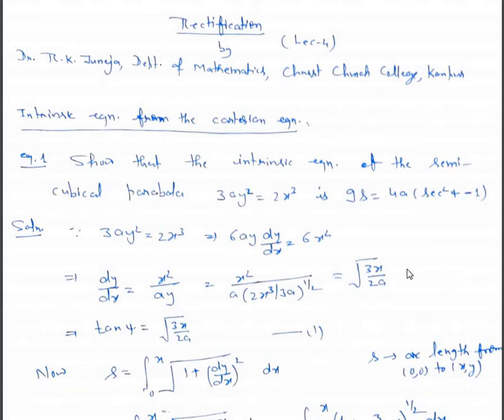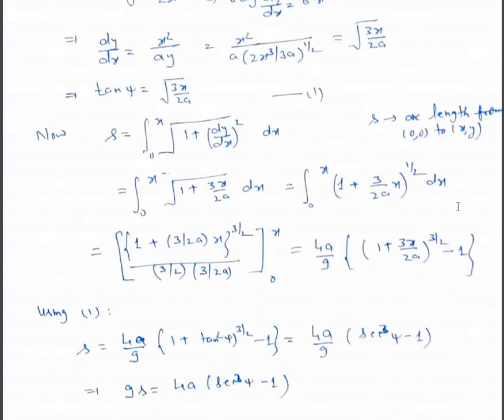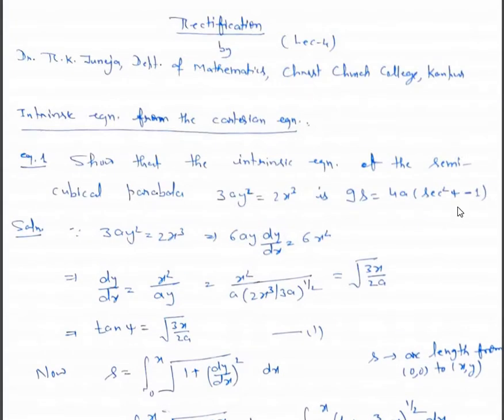Dear students, today we shall discuss how to find an intrinsic equation of a curve. Let's take one more example for finding an intrinsic equation when the curve is given in the Cartesian form. Show that the intrinsic equation of the semi-cubical parabola 3a y square is equal to 2x cube is 9s is equal to 4a into sec cube psi minus 1.